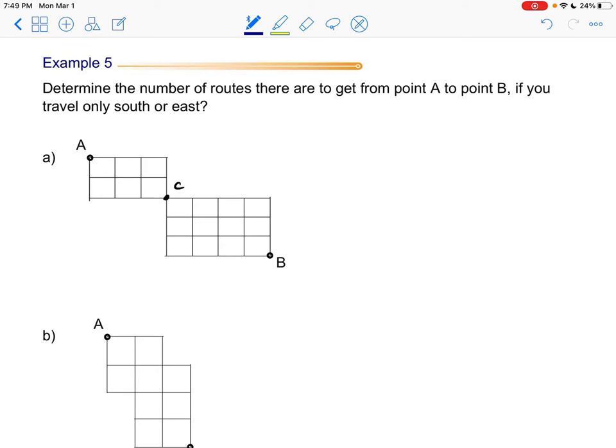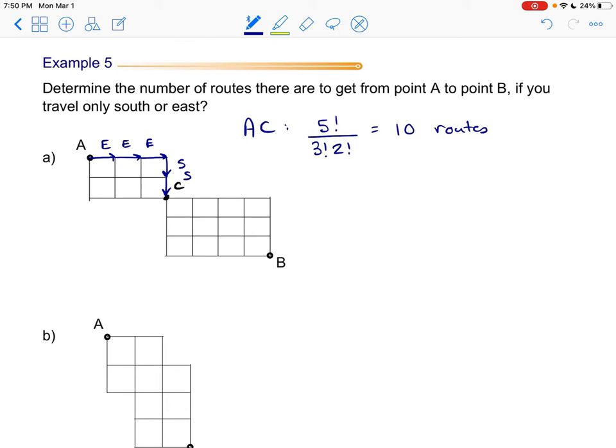And like I said in the last video, these are easier now if you just go around the edges. So there's always going to be three easts, right? East, east, east, and two souths. So from A to C, we have 5 moves to make. And there are 3 easts, and there are 2 souths. Which gives us 10 routes from A to C.